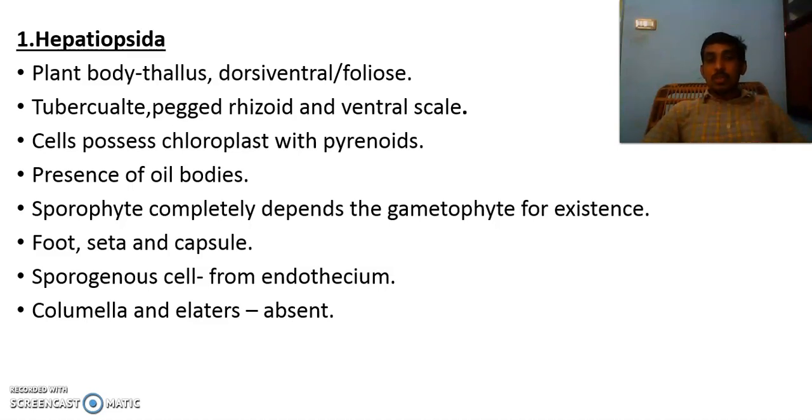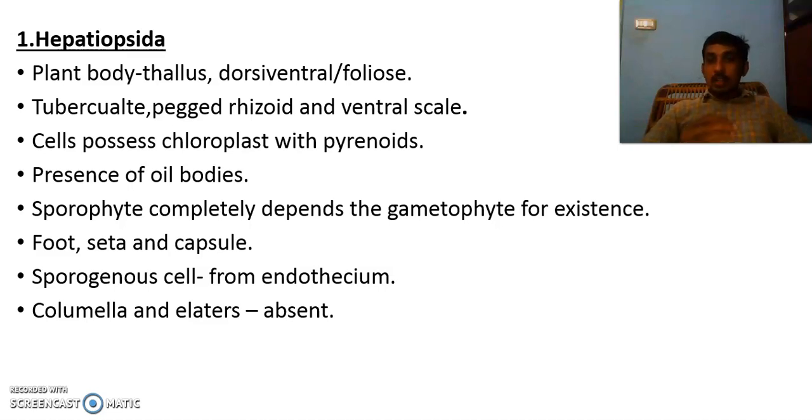When we move into the root system, Hepaticopsida possess tuberculate or smooth-walled rhizoids, and their ventral surface also possesses multicellular ventral scales. In the anatomy of the thallus, the upper surface possesses a filamentous photosynthetic region and the lower portion possesses a storage region. The photosynthetic region possesses cells with chloroplasts, and within the chloroplast we can see pyrenoids. A pyrenoid is a special structure found within the chloroplast, and it contains starch, proteins, etc.